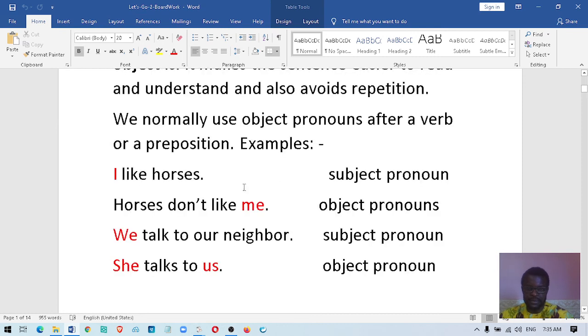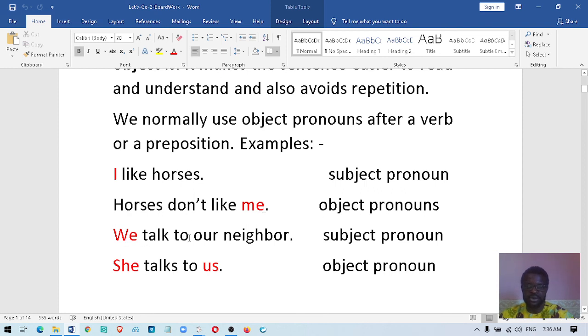Example, I like horses. See, I is our subject pronoun. Like is our verb. Horses is what? Name of animals. And it's what? A noun. So noun plus verb plus noun. So this is a subject pronoun because you see that at the beginning. Say horses don't like me. You see, like is what? Is our verb. After the verb, we have the object. So that is why we have to use the object pronoun for I, which is what? Me. You cannot say horses don't like I. This is our object pronoun in action.